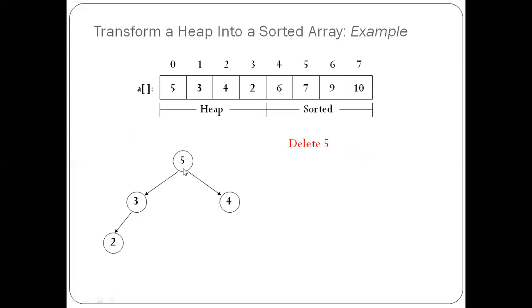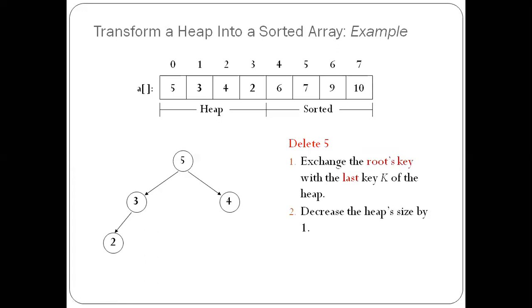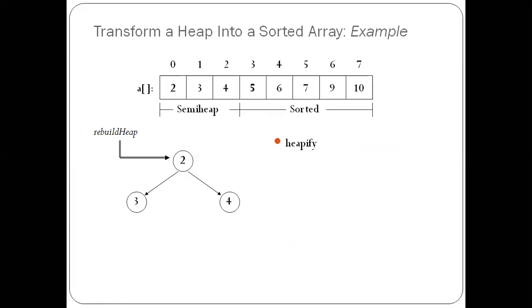Now I want to delete which one? The current root, that is 5. What are the steps you should follow? 5 will be interchanged with the last node. So 5 and 2 will be interchanged, and then 5, the last element, will be deleted. So the remaining will be 2, 3, 4, and we apply the heapify procedure. 2, 3, 4 is not satisfying the heap property. So 4 will be coming up because 4 is the larger child of 2. So 4 will be coming over there and 2 will be coming into the place of 4.